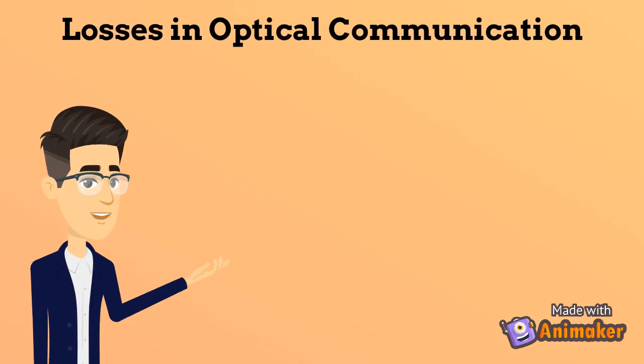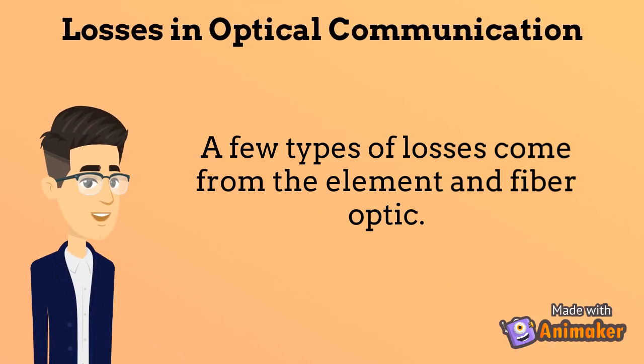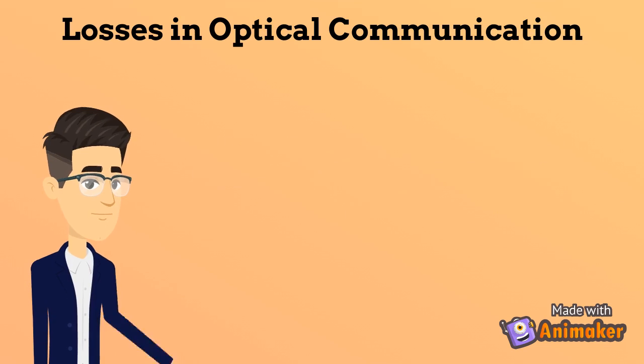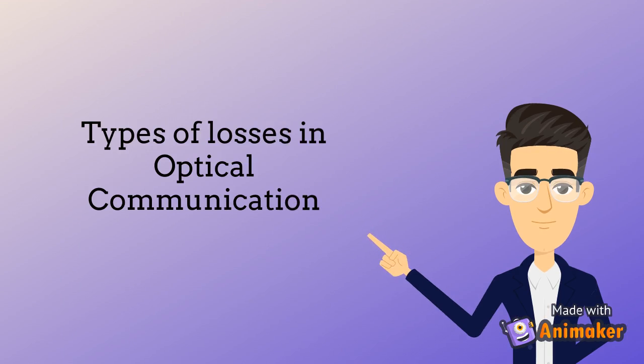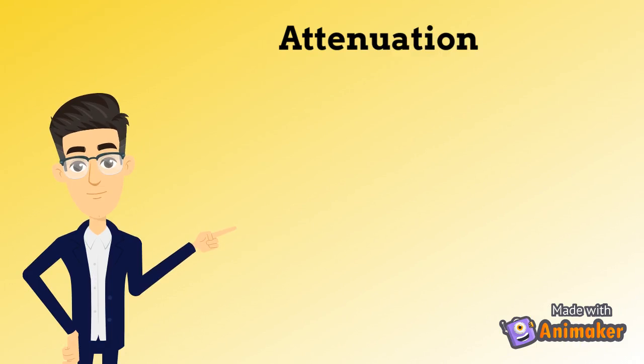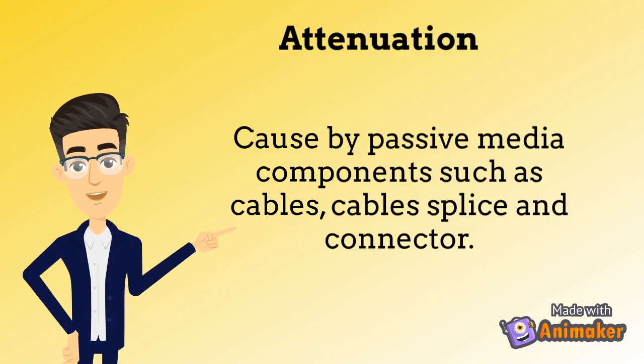Losses in optical communication. Basically, there are a few types of losses that come from the elements and fiber optic. When light goes through an optical fiber, a small percentage of light is lost through different mechanisms. Number 1 is attenuation. Attenuation is caused by passive media components, such as cables, cable splices, and connectors.